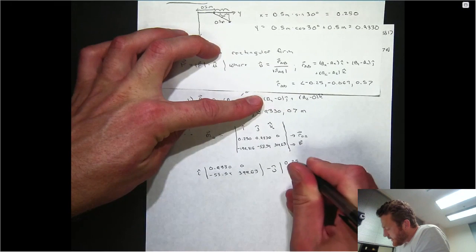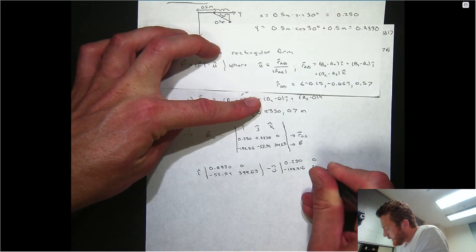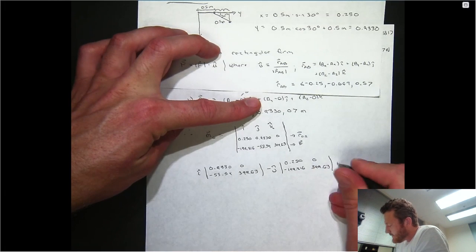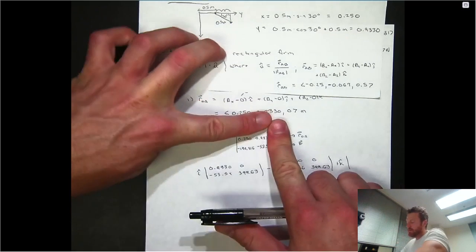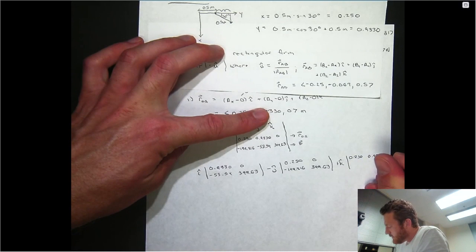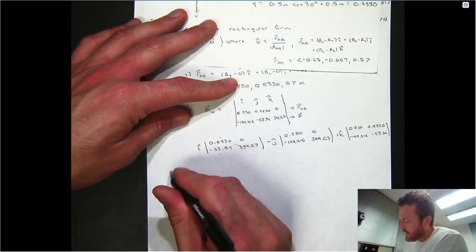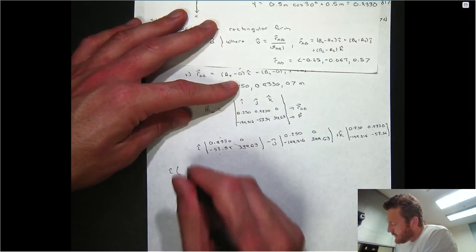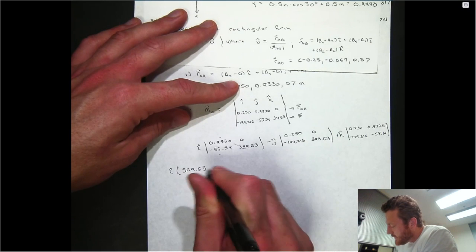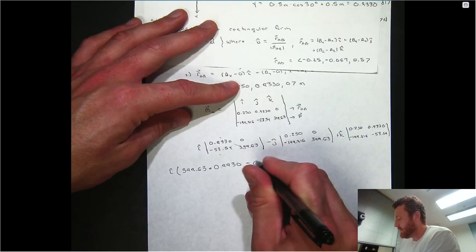This is going to be 0.250, 0, minus 199.816, and 399.63, plus k hat. Cover up the first row and the third column, 0.250, 0.9330, minus 199.816, and minus 53.54. Remember, you're going to take the cross products this way minus this way, so that's going to be i hat. And it's going to be 399.63 times 0.9930 minus 0.